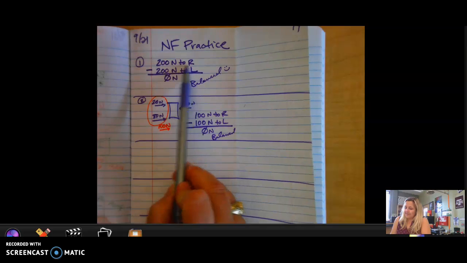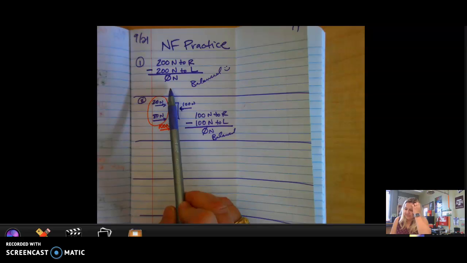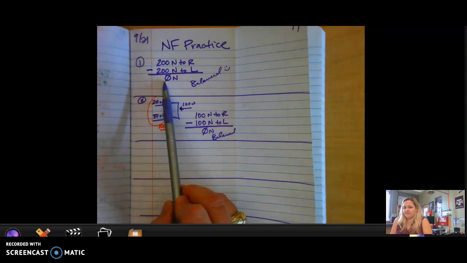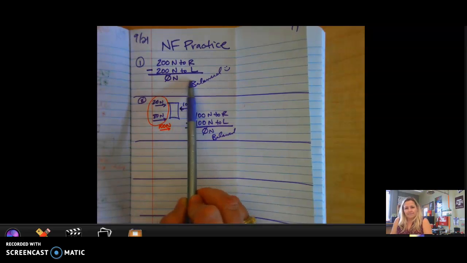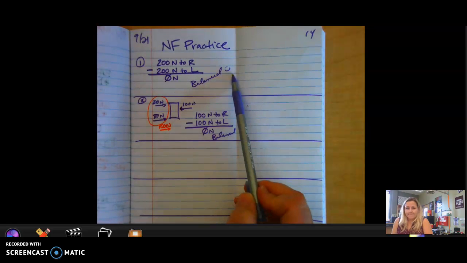But notice how I've written out the problem. And on this first one, okay, and I'll show you in just a second what it looks like, I ended up with 0. Notice there's no "to the left or right" in my answer because it's not moving. So if it's not moving, it can't go left or right. So this would be balanced.